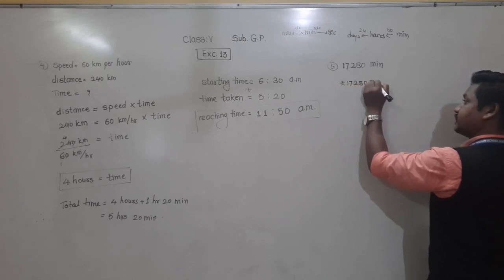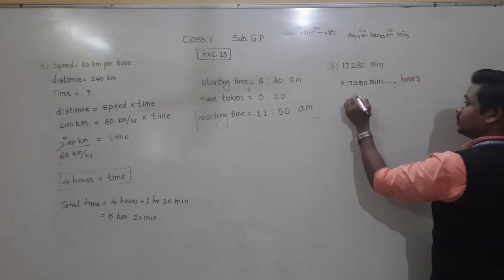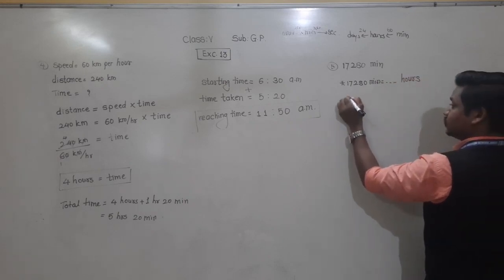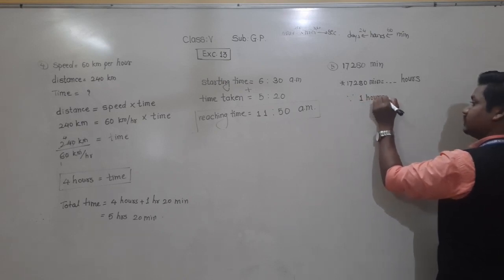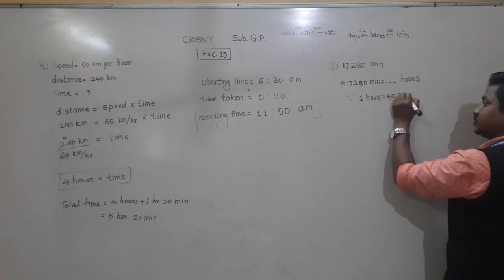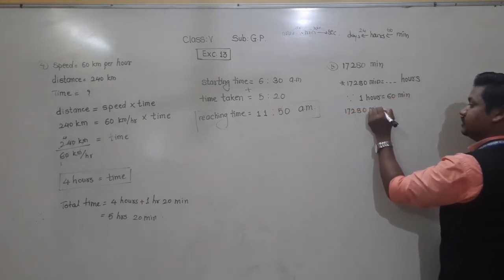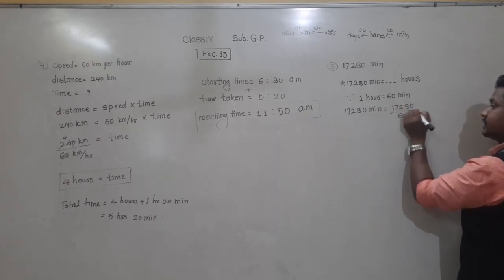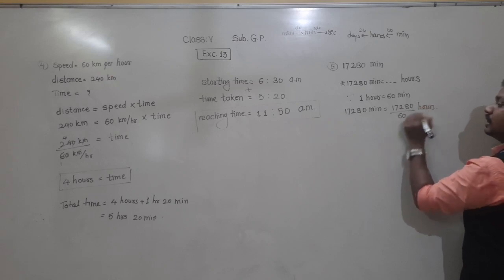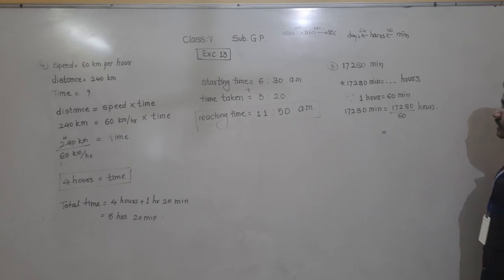17,280 minutes is equal to dash hours. Since you know that 1 hour is equal to 60 minutes, 17,280 minutes is equal to 17,280 divided by 60 hours. Okay, so now see, this 17,280 we have to divide by 60.